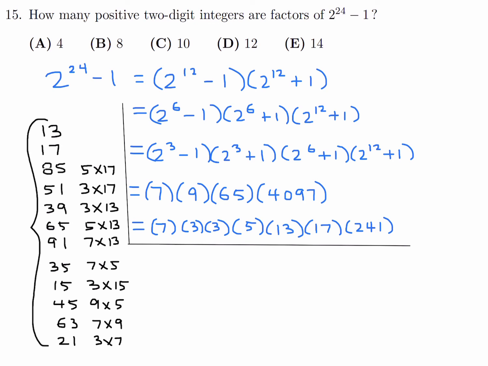So how many did I get here? 1, 2, 3, 4, 5, 6, 7, 8, 9, 10, 11, 12. So number 15, the answer is 12, which is choice D.